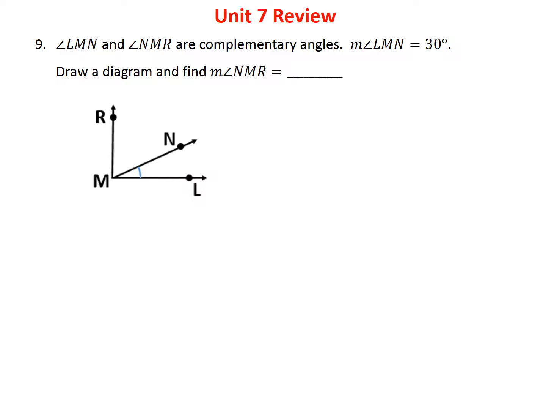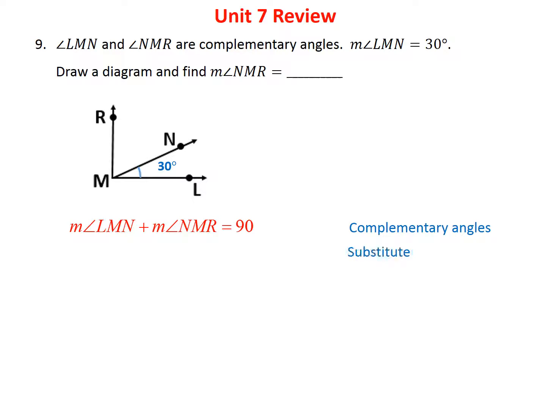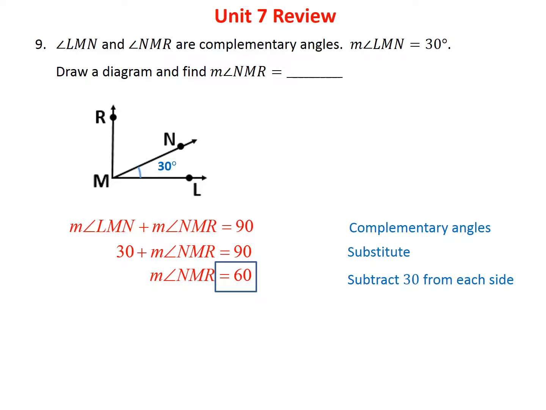There's my angle. Notice it's a right angle, and one of the angles here is 30 degrees. So if I recognize they're complementary angles, I recognize that the two small angles add up to 90 degrees, and substituting in, one of them is 30 degrees. So if I just subtract 30 from both sides, I find out that the answer is 60 degrees. And that ends the review.